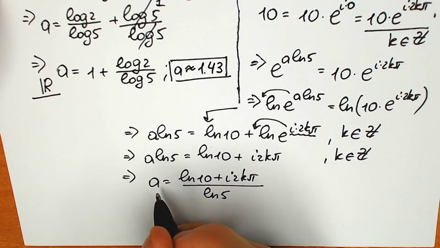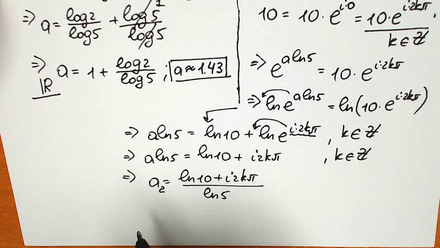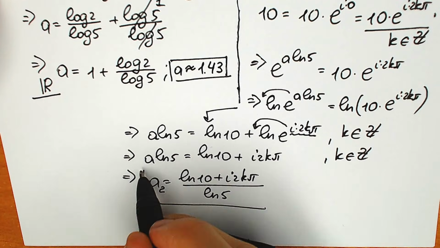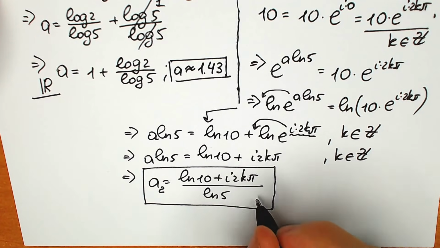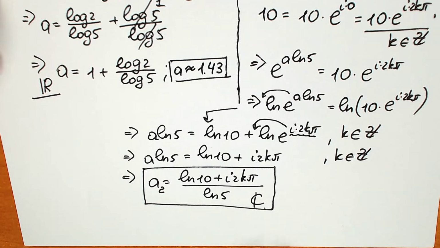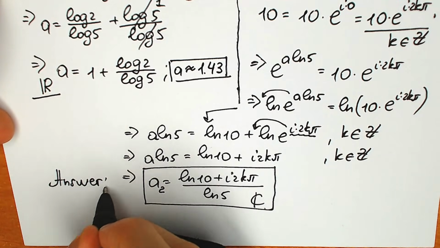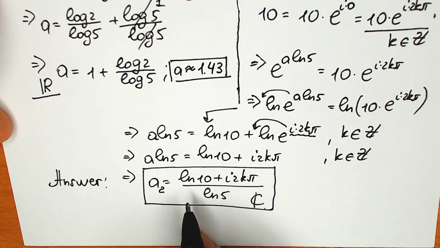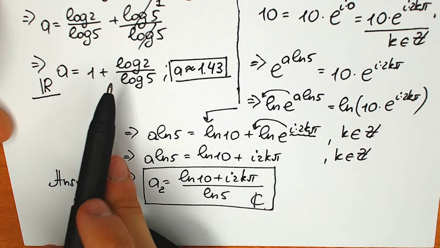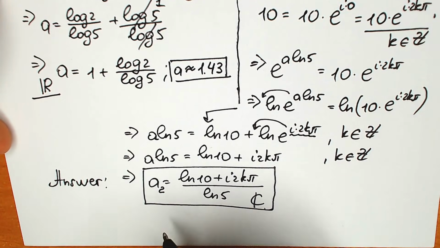I want to underline this as a second root, so this is our a second, and I'm going to underline it right here. Okay, this is our complex root, and of course I'm going to write it as an answer. So this is our answer to this question. So a second equals this one. This is our complex root, and I'm going to underline. So this is our a first.